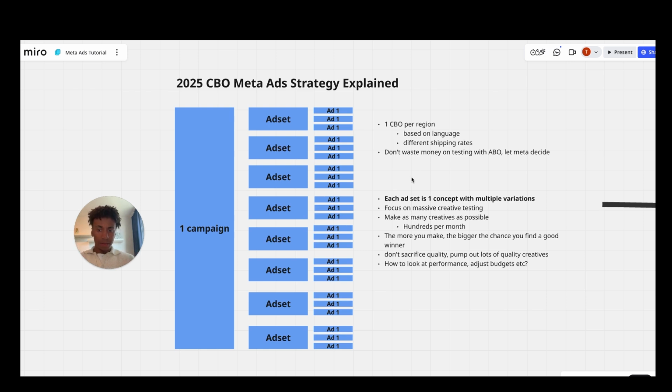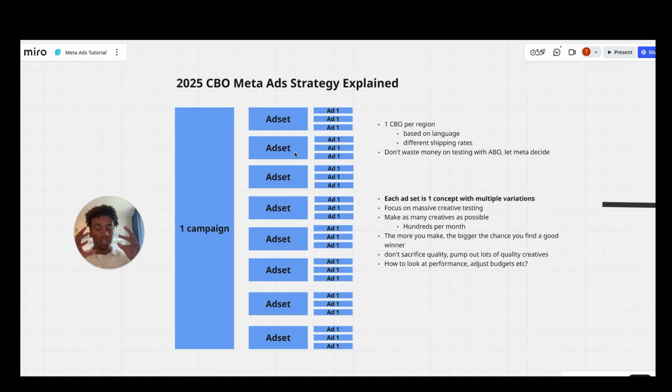And basically the method looks very, very simple. It's structured as follows. First of all, this is your campaign. And in this campaign, you have different ad sets. And each ad set is one concept with multiple variations. So what could be, you have this ad set here. This ad set is a specific video with a script with a UGC creator. And then you let this UGC creator record 3 different hooks. So for each ad, you would have 3 different hooks, but then just the same video for the rest.